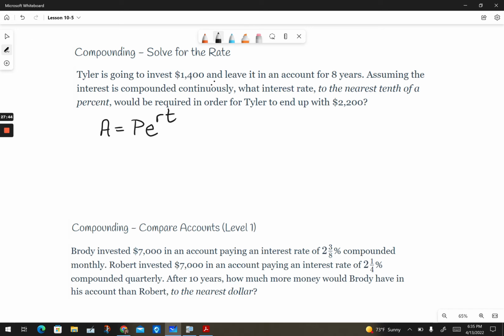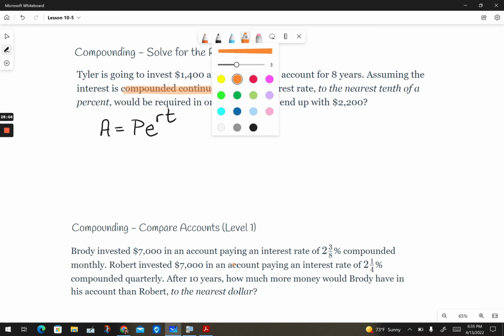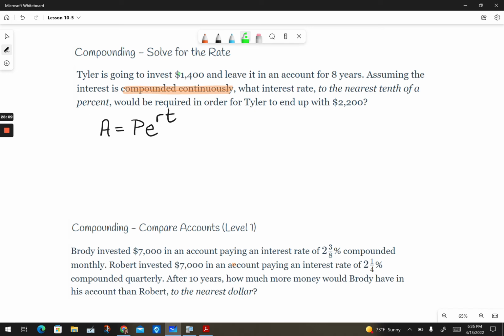We are investing $1,400. We're going to leave it in the account for 8 years. And we want to end up with a final amount of $2,200. And what else? So right now they're asking us to find the interest rate. What interest rate do I need in order to get my money to go from $1,400 to $2,200? So let's substitute. Since I'm looking for interest rate, let's use green here.